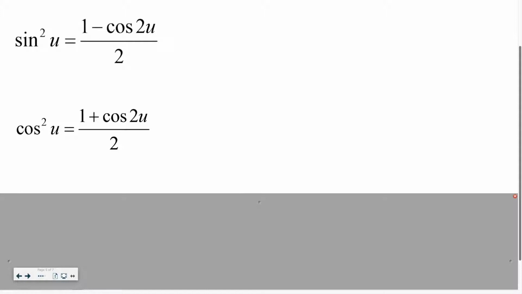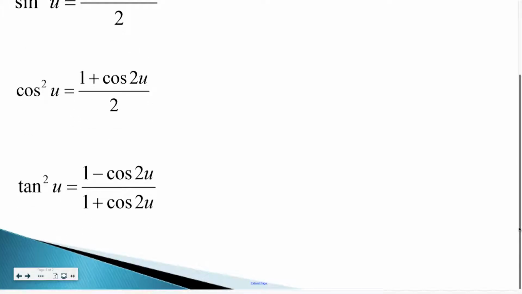Okay, and last but not least, if we take sine squared over cosine squared to give us tangent squared, this is what it would reduce to. Technically, we probably wouldn't need to even write this down, but we'll do it.